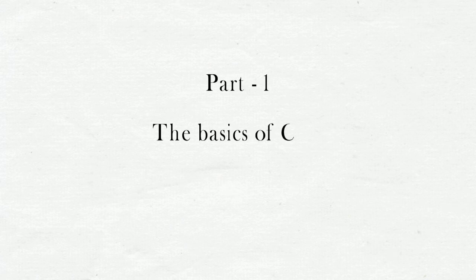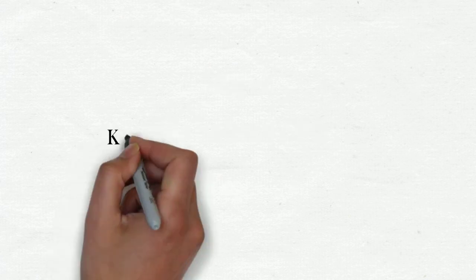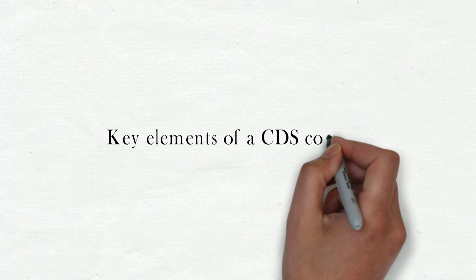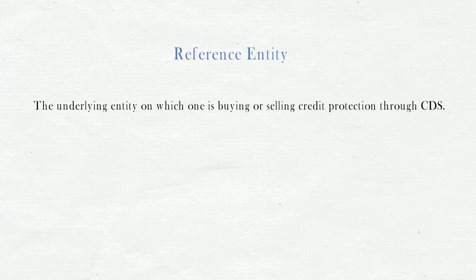Having looked at what a CDS is and how it works, let us now look at the key elements that make up a CDS contract. Reference entity is something we've already discussed. It's the underlying entity on which one is buying or selling credit protection through a CDS. So if you buy the CDS of Microsoft, then Microsoft is the reference entity.